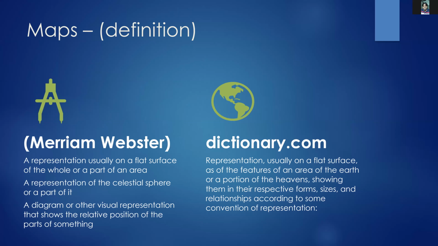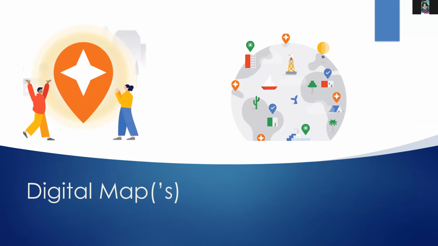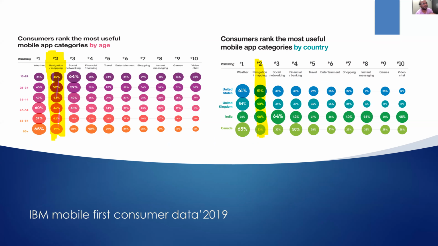Okay, so digital maps. I'm going to restart, and that's my slide which I was trying to focus on: the IBM research about mobile application use, released in 2019, about the mobile application category used by age and country. On the left hand side, you see how people are using applications on mobile and their category. Number two is navigation and mapping. On the right hand side chart, you will see the mobile application category used by country. There you will see that in India, 46% people use navigation or mapping, and that's the number two category. So number one, people would like to go for the weather, and then navigation mapping.